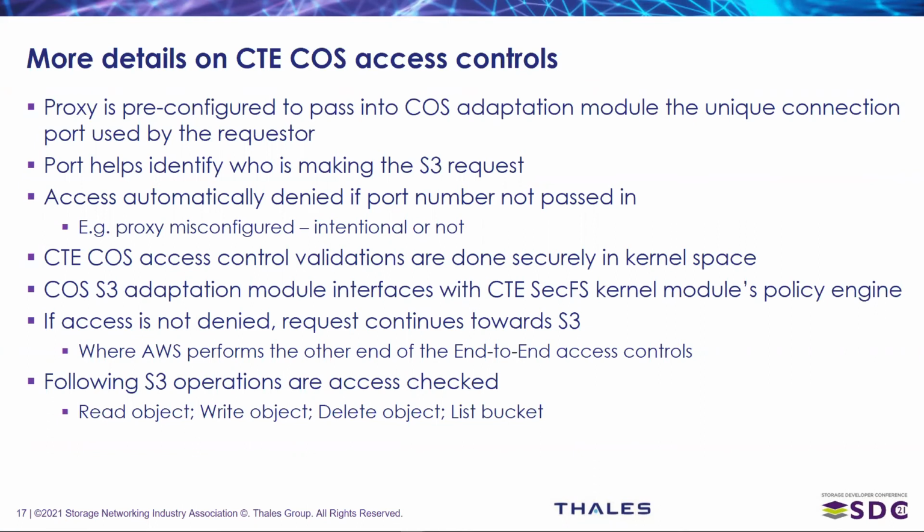I want to point out that CTE access controls are performed securely down in kernel space by the CTE kernel module. It has already been doing that for the file system and now has been extended to support S3 buckets. If the local access control check passes, then the request continues its way to S3, where it is then AWS's turn to perform the end-to-end access check. The last bullet item just lists the bucket or object operations that trigger the access check.